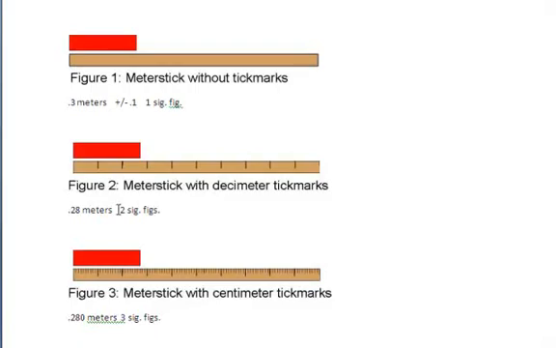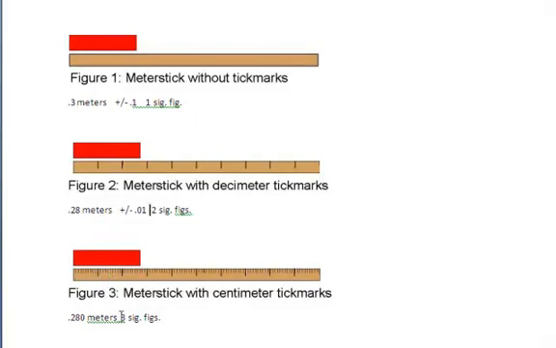Let's go down to the second one. That last number could be one higher or one lower. That means it would be plus or minus, I always do that, 0.01. So that last number could be one higher or one lower. The 8 could be one higher or one lower. Somewhere between 0.27 and 0.29.